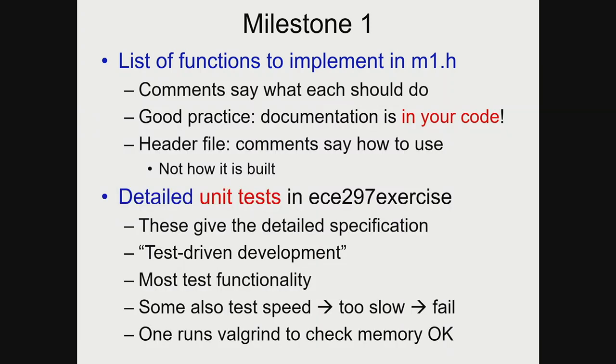So we're going to cover unit tests in a lecture or two, but basically ECE297 exercise gives you the ability to hook to your executables or to your code and test some of the functionalities of your code. They give the detailed specifications of what you expect from functionality, and they can usually test for: is the function doing what it's supposed to do? Is it meeting the speed requirement that we set for it? And there is also one test that runs Valgrind just to make sure that you don't have any memory leaks. So all the details are in the Milestone 1 handout.